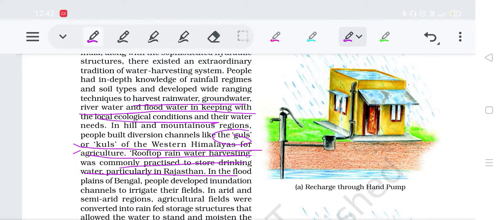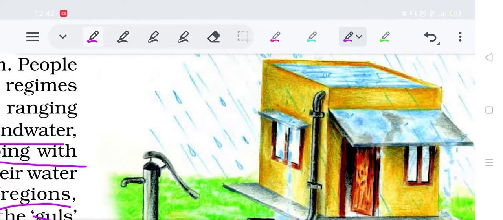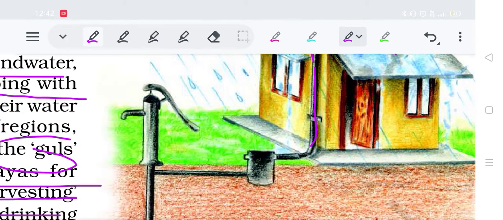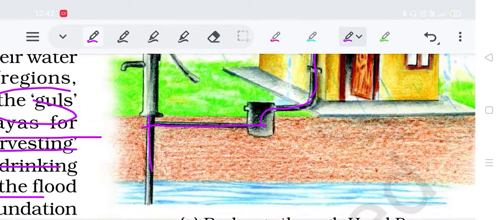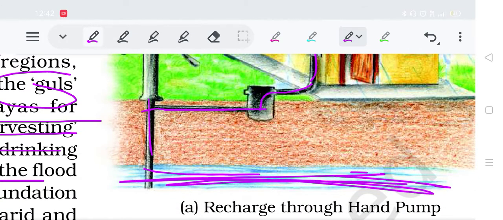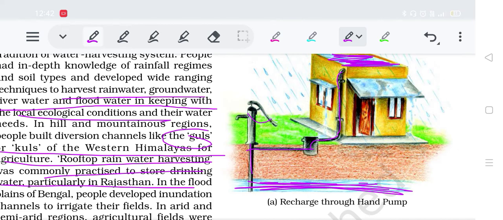See, first is recharge through a hand pump. So this is one type of rain harvesting. The water is collected on a roof, and these pipes take the water into the soil, and this water goes into the groundwater and is used by this water pump.